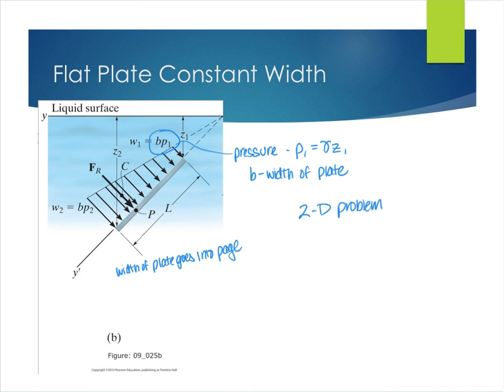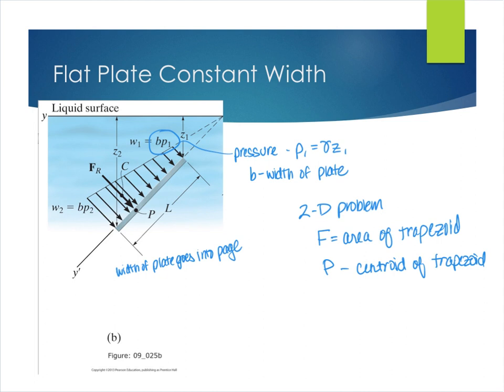where we're just finding the total force as the area of the trapezoid, and the location P is at the centroid of the trapezoid. And so we can simplify it a lot, and that's really helpful.